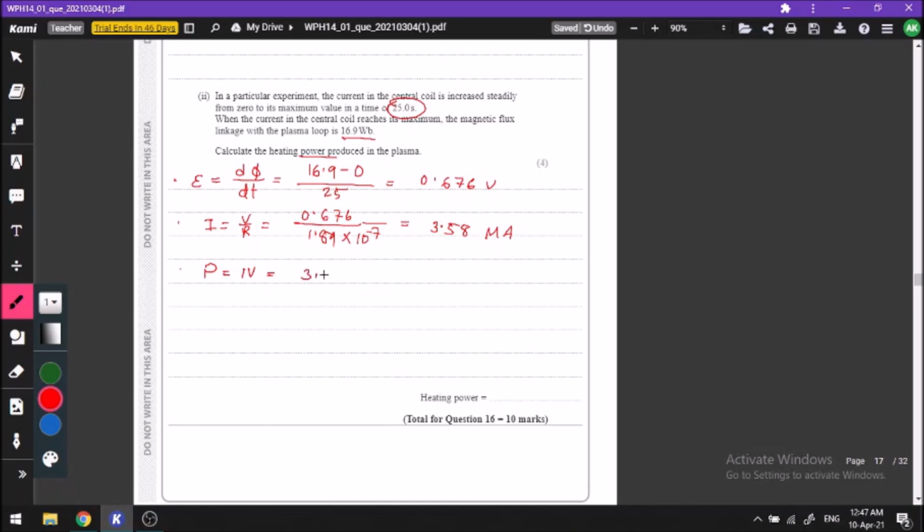So 3.58 mega. Mega means what? 10 to the power 6. That much is our current. The voltage is 0.676. So this should give you a total power of 2.42 times 10 to the power 6 watt. So you can write it as 2.42 megawatt. 10 to the power 6 means mega, so you can write it as megawatt, although this will also suffice. And don't forget to write your answer over here, and don't forget to keep the units.